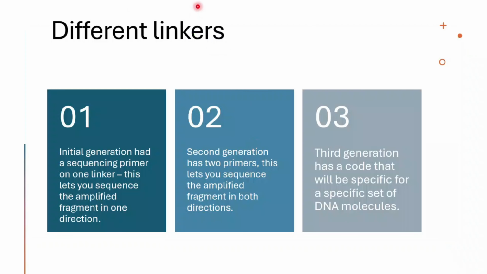So the linkers. I think I just explained this slide here. I was not supposed to get into this, but I basically explained it earlier. So this is just the 3 generations of linkers or adapters. And the first one is just to do a one-direction read. The other one is to do 2 reads, one in each direction. And this one here is to specifically barcode each DNA molecule so that the sequencing can then be specific to that barcode.